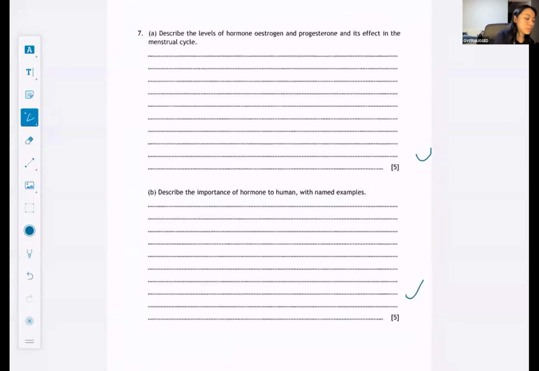So describe the level of hormone, estrogen and progesterone, and the effect on the menstrual cycle. So this is about describing the whole menstrual cycle, and knowing the ups and downs. It increases and decreases at different days, right? So you have to talk about the day, the level, and then the events. Yeah, so this is actually pretty straightforward, right? It's in the notes. Just copy down the menstrual cycle, omitting certain unimportant points, but focus on the hormone level.